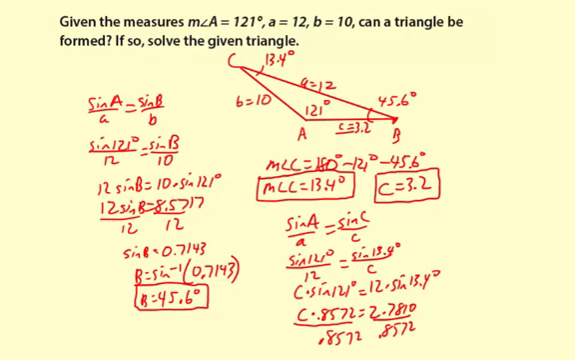Okay, so we've solved the triangle. We found the two unknown angle measures and the unknown side length.